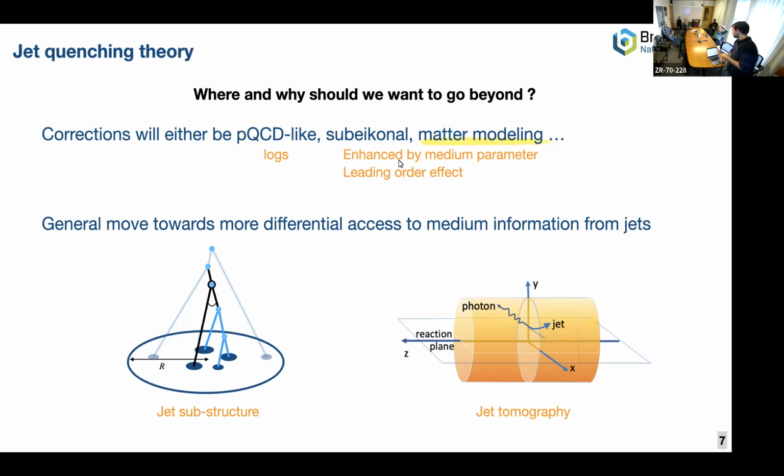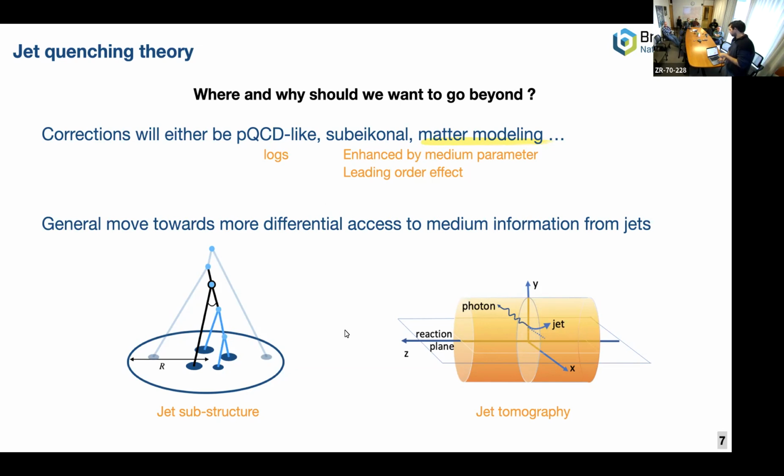And the reason why these things are important, compared to the QCD ones, which are usually enhanced by some large logs, is that this type of corrections will be power-like, in the sense that they are not enhanced by logs, but they can be important because they can be enhanced by some medium parameter, for example, the medium length, or they can be a leading order effect, meaning that if you don't include this effect, there is nothing in the calculation that shows this property of the underlying matter.